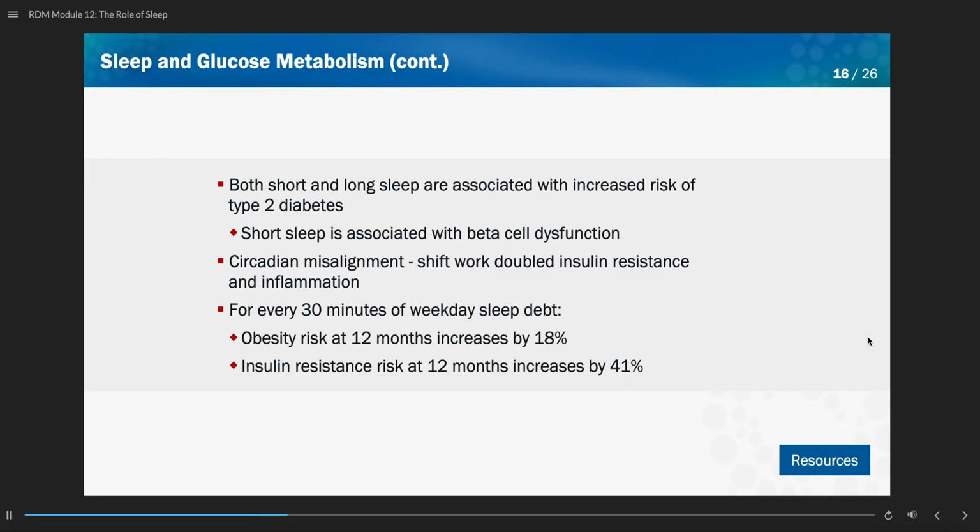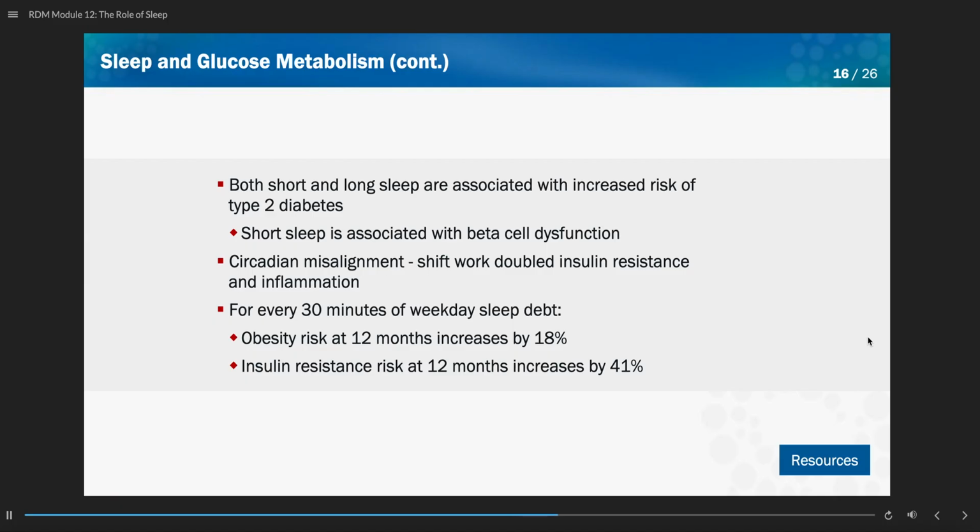and even amongst young students and high school students, many of those that would have type 1 diabetes. And some of them still have some partial beta cell function. And so it's important for them to understand the need to get a good night's sleep. In circadian misalignment during shift work, they found a doubling of insulin resistance and inflammation with disrupted sleep.